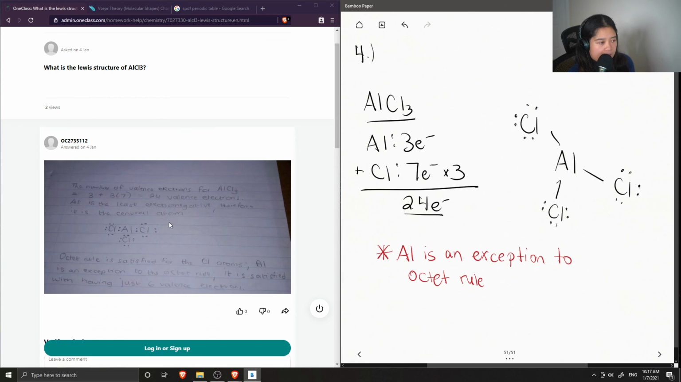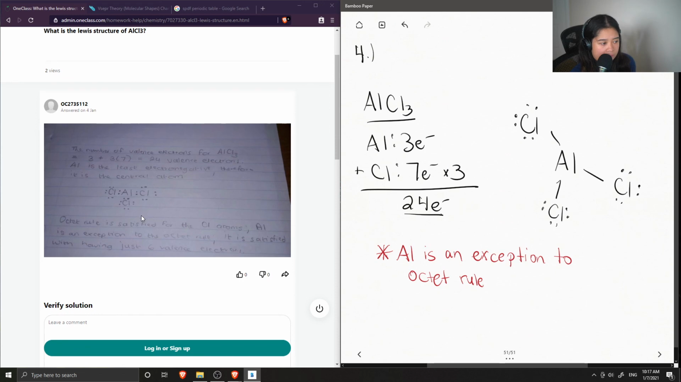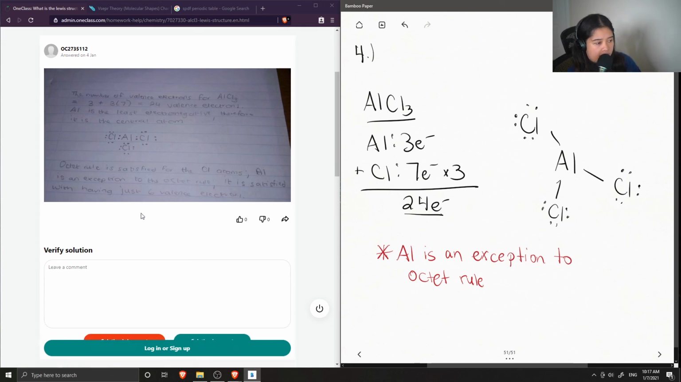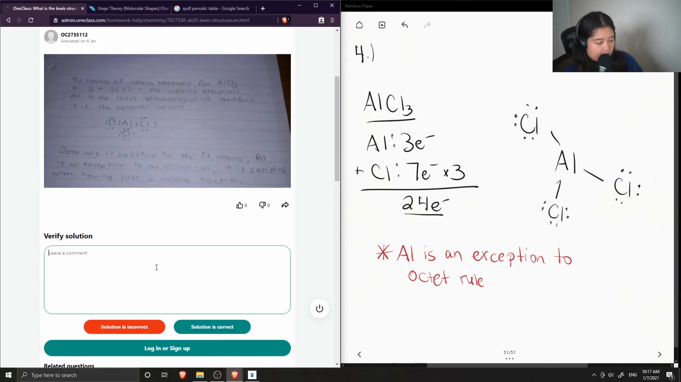And the junior tutor said that the number of valence electrons for aluminum chloride is 24. Aluminum is the least electronegative, therefore it is the central atom. The octet rule is satisfied for the chlorine atoms. Aluminum is an exception to the octet rule. It is satisfied when having just 6 valence electrons. Yep, so the solution is correct.